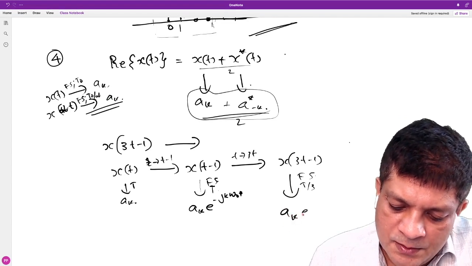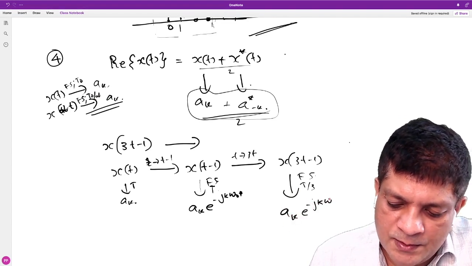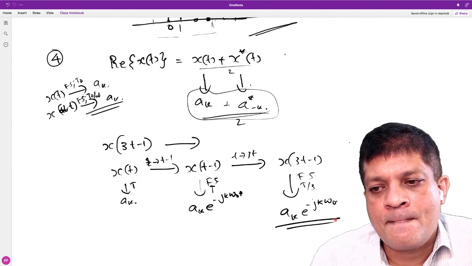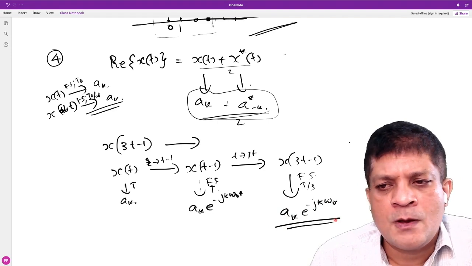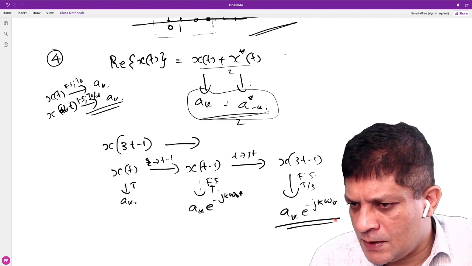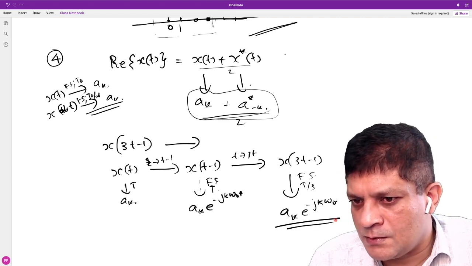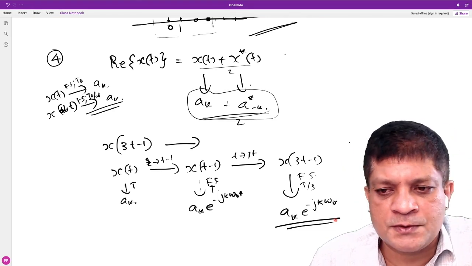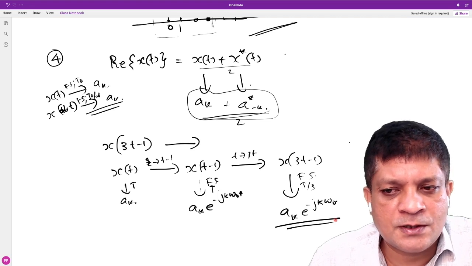Is it a_k e^{-jkω0}? So we will have to convert it to period T, I guess. No, I have not asked it specifically. Did I ask specifically to convert it into T? I have asked you to find the Fourier series representation.